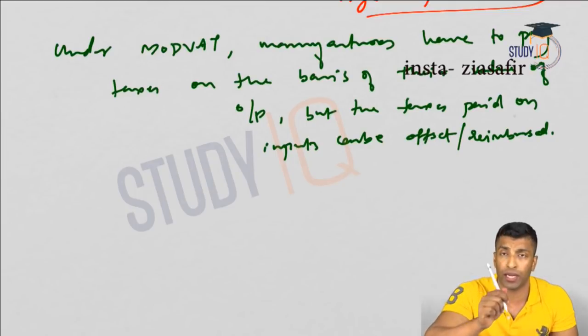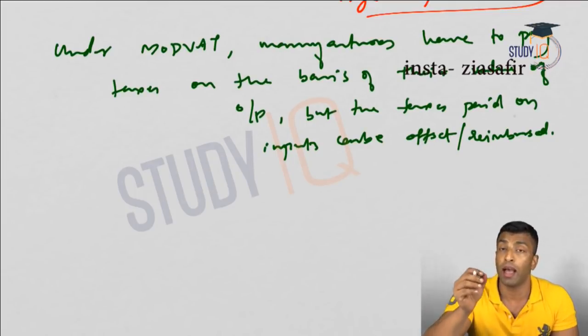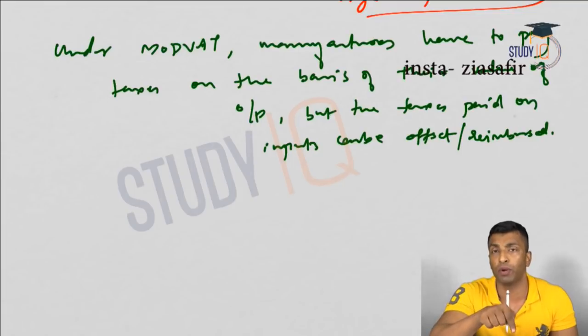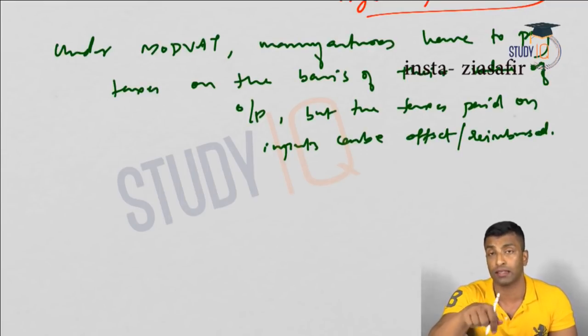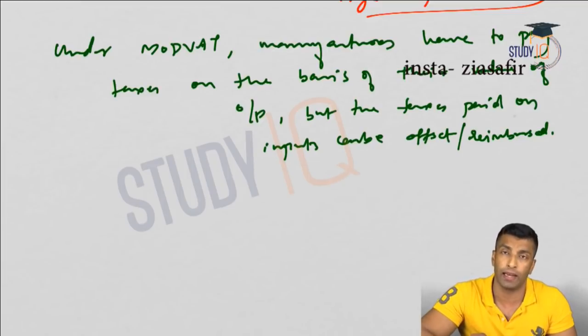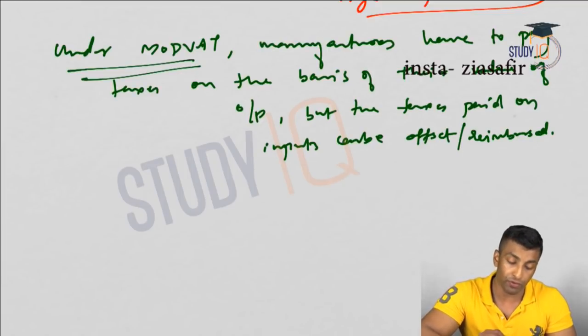So let's suppose this pen costs 10 rupees, you have to pay tax on that 10 rupees, and if the raw material cost, the input cost, was 5 rupees, you can claim the tax which was paid for that 5 rupees later. Either it can be offset in the beginning itself when you are paying the tax, or it can be reimbursed later. That's the concept of MODVAT.